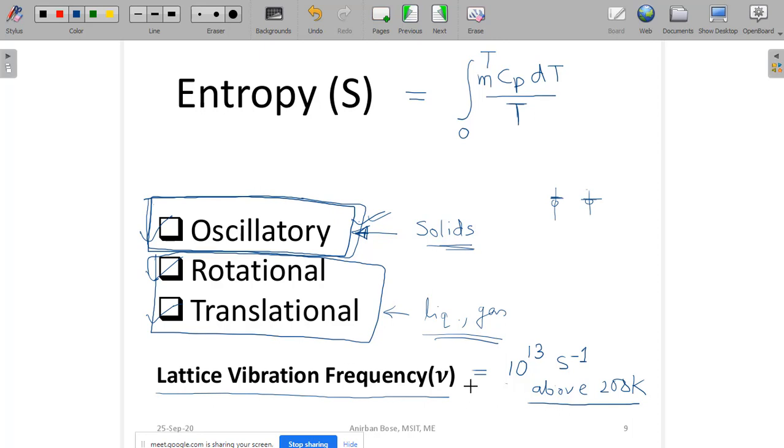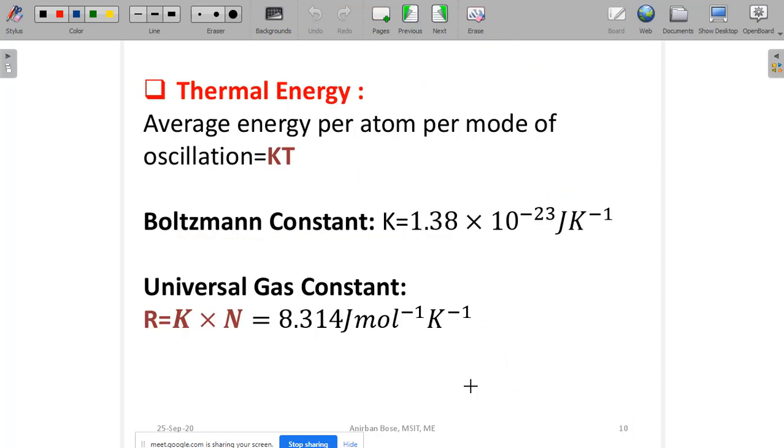Now within this oscillatory motion, you can see the thermal energy that is stored within the material can be estimated. The average energy per atom per mode of oscillation is equal to kT, where k is the Boltzmann constant, with a value of 1.38 times 10 to the power minus 23 joule per Kelvin, and T is the temperature in Kelvin. So this is the average energy per atom.